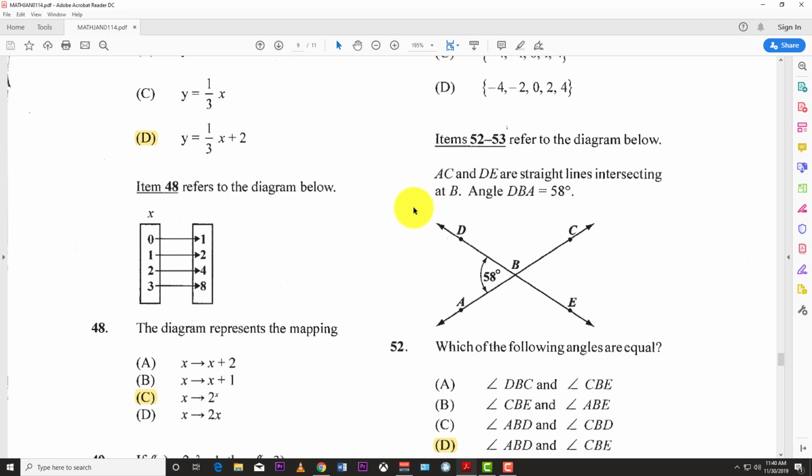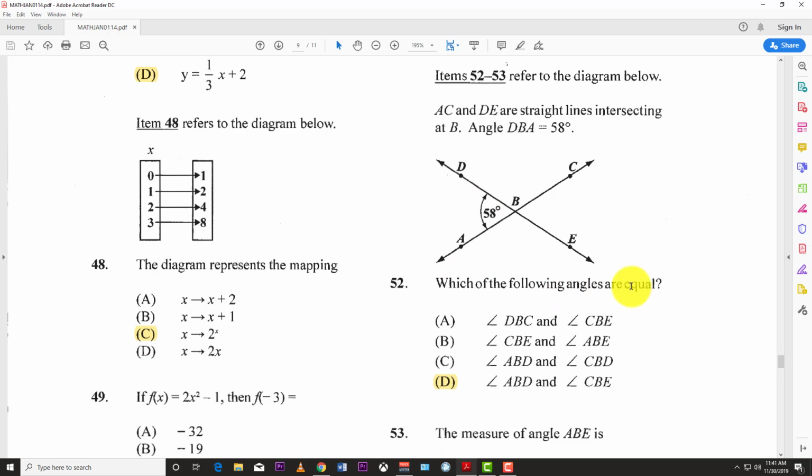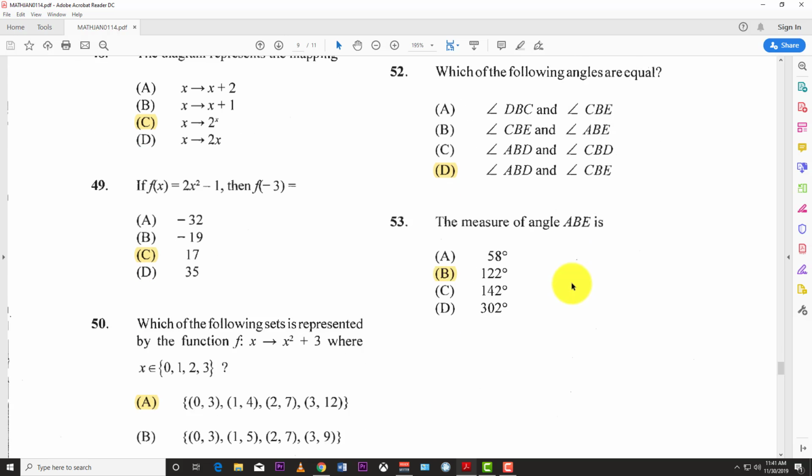Items 52 and 53 refer to the diagram below, where AC and DE are straight lines intersecting at B. Angle DBA is equal to 58 degrees. Which of the following angles are equal? So the best answer here is angle ABD and angle CBE. Alright, that's how we read those lines.